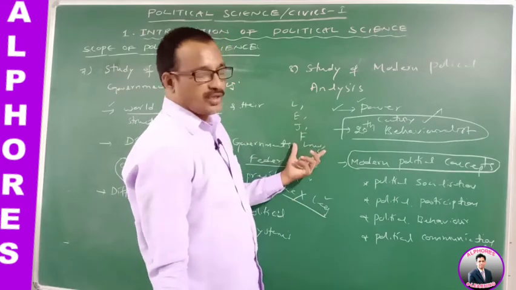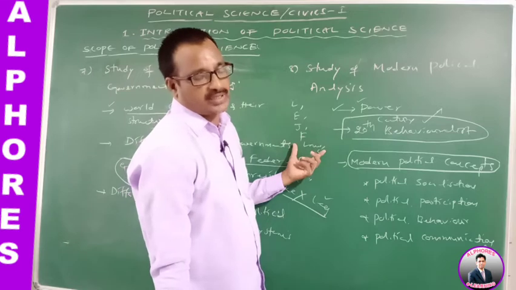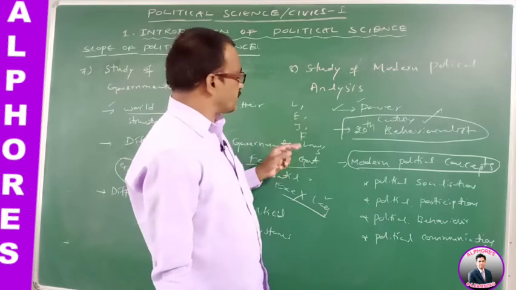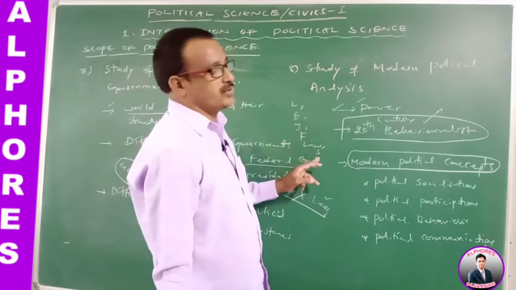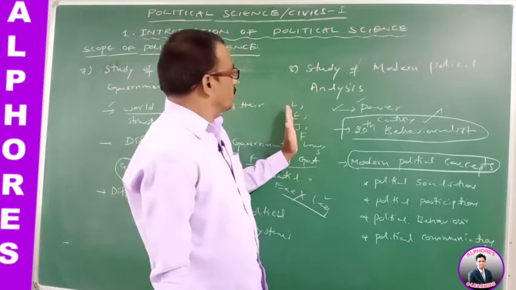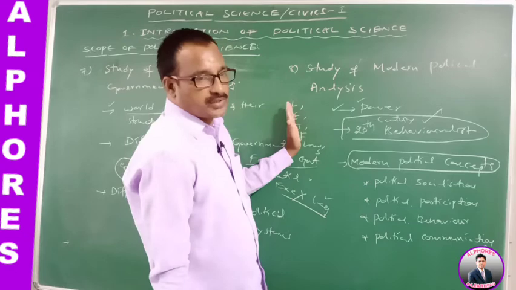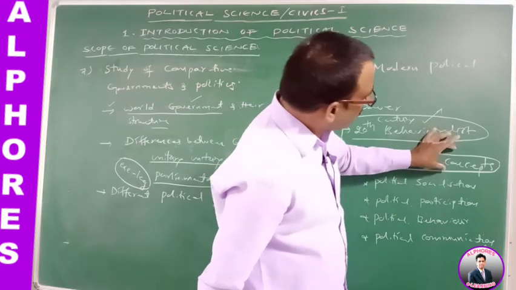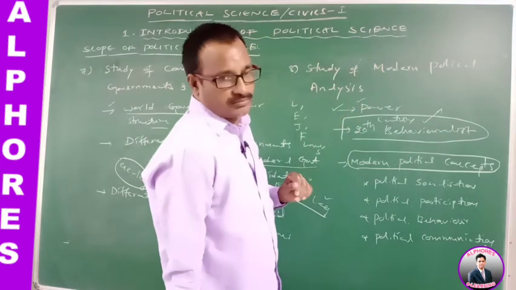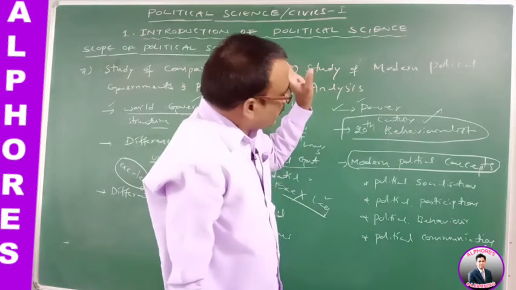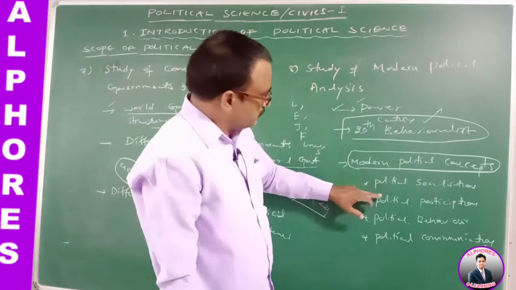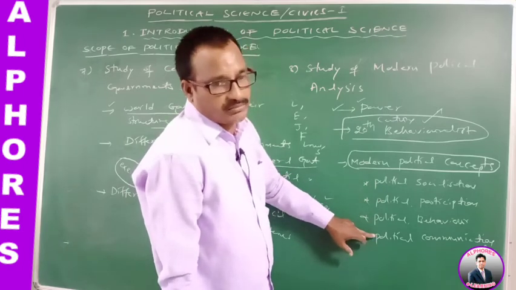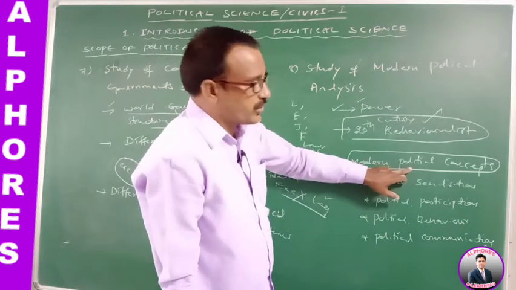These are the key political concepts or ideals of political science. Once again: liberty, equality, justice, fraternity, law, sovereignty. Along with these political concepts, political science studies modern political concepts. These concepts originated in the recent past. What are the modern political concepts? Political socialization, political participation, political behavior, political communication. These are the present modern political concepts.